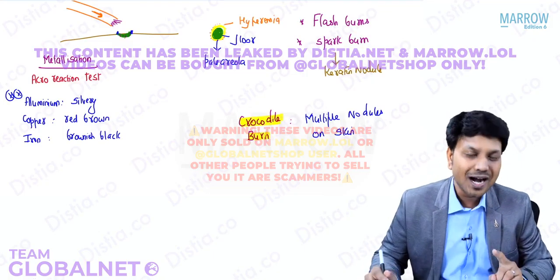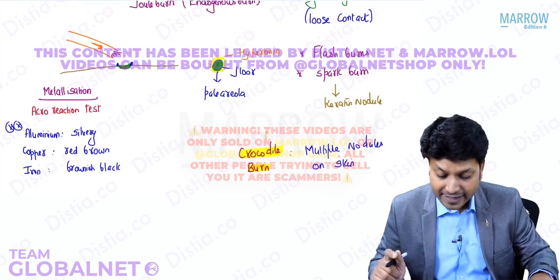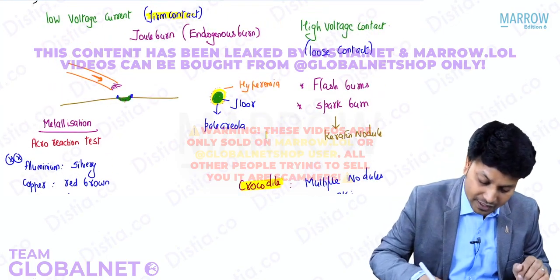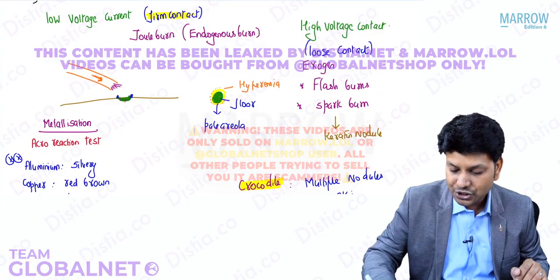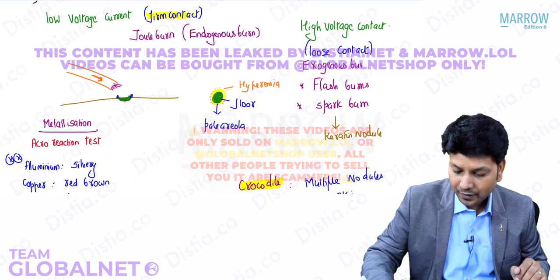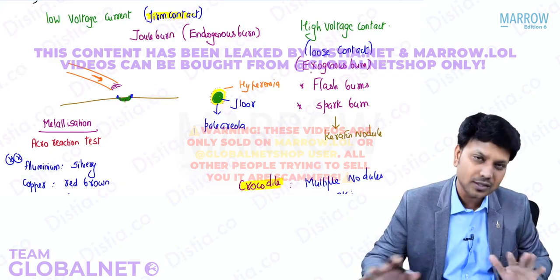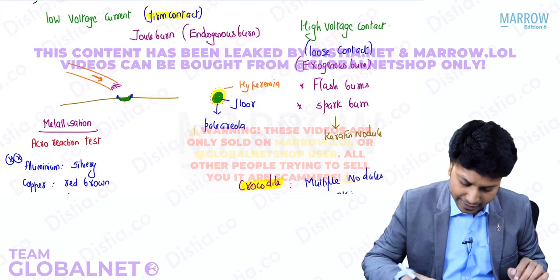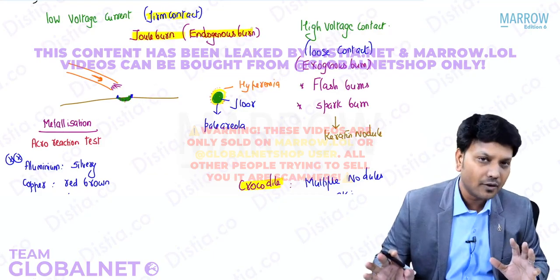And do remember, this flash burn, the spark burn, crocodile burn, everything is exogenous burn. That is not endogenous burn. All these are exogenous burns. Fine. So if they ask you what is endogenous, your job becomes very simple. In electrocution, joule burn is the endogenous burn. It's very simple.